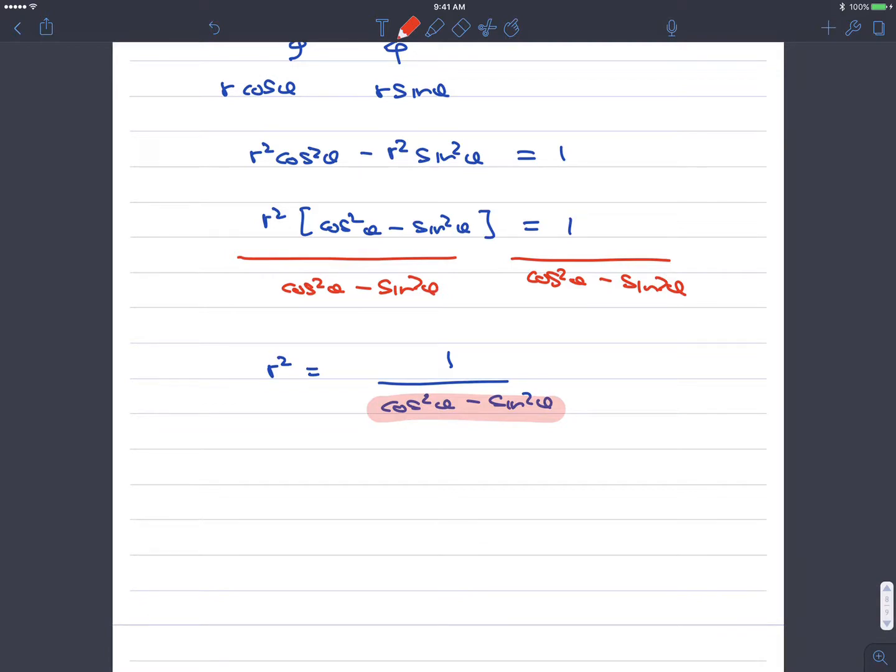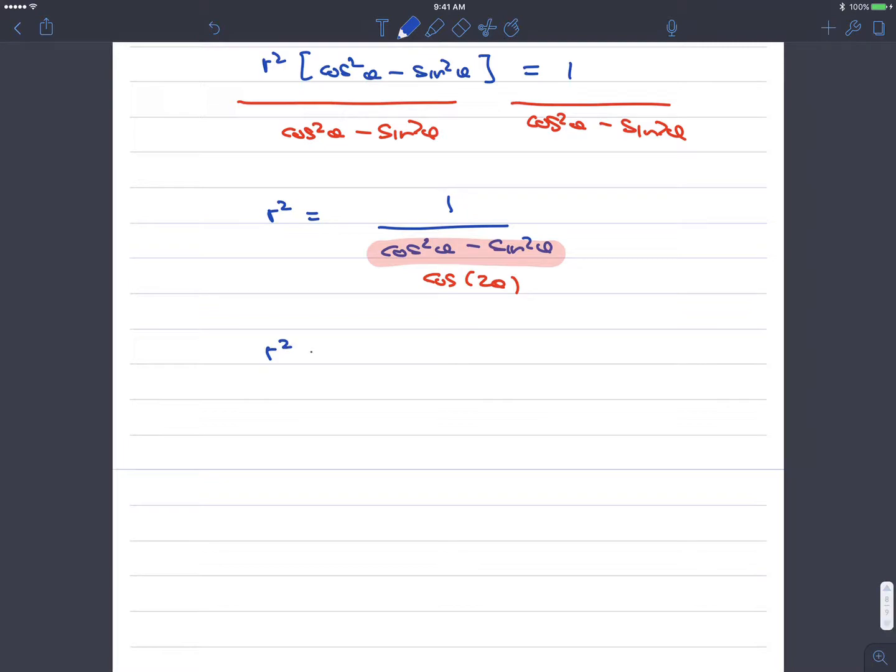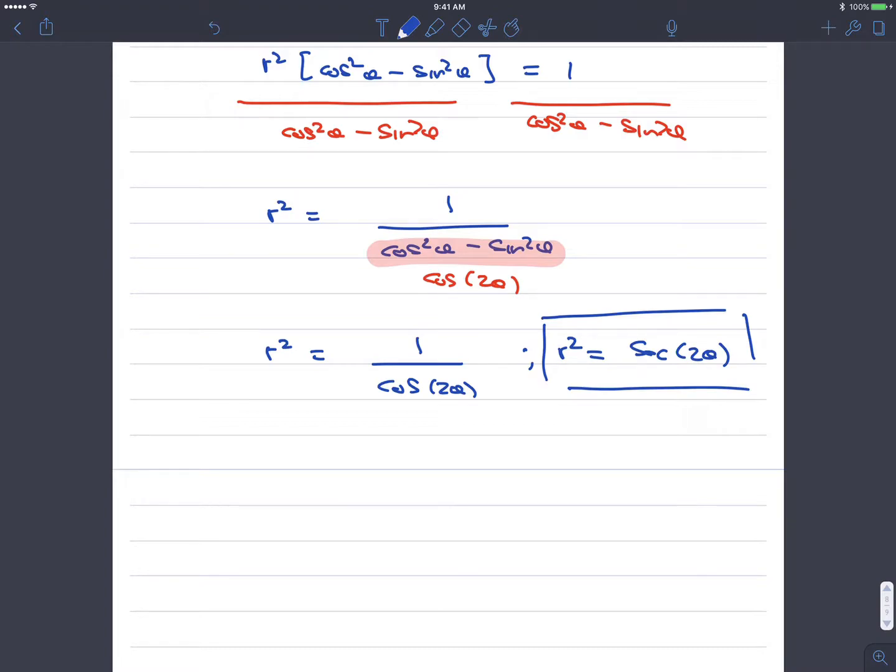Anybody know what that is? That's an identity. You got to know this identity. What's the identity? Isn't this cosine 2 theta? You might have proved it on your last test. Why do you think I make you guys prove those? So you can remember them. So r squared will be 1 over cosine 2 theta. You can see it this way, and you can also see it what other way? Yes. r squared is secant 2 theta.